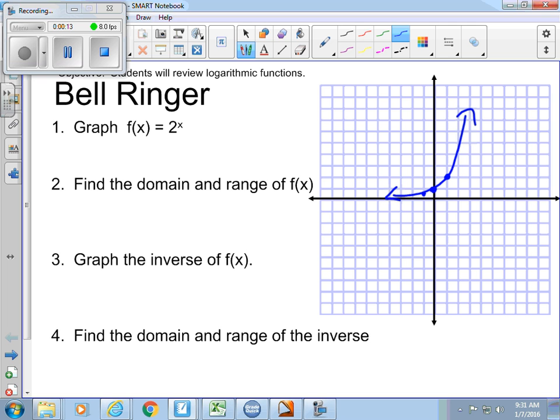Find a domain and range of 2 to the x. Well, what's the domain? What's the range? Graph the inverse. Well, what is an inverse? Good. It switches x and y. I didn't tell you to find the inverse. I just said graph it.